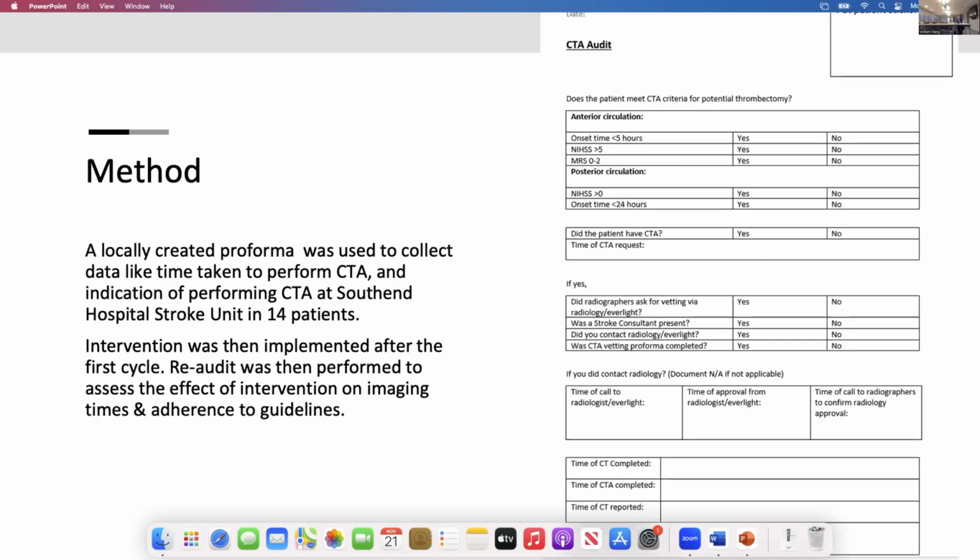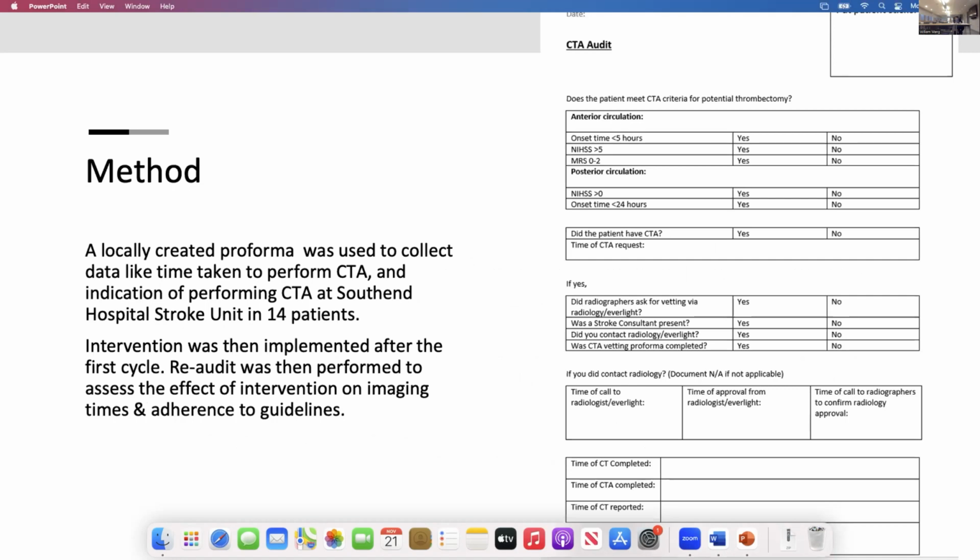So how did we start it? This was the initial proforma that we made. This is the locally created proforma, and we used this to collect data like time taken to perform the CT angiogram and whether the indications were fulfilled for that scan. After this initial period of collecting data over 2 weeks for 14 patients, we then repeated the cycle after implementing certain strategies to reduce the time taken. So I'll show you what that was.